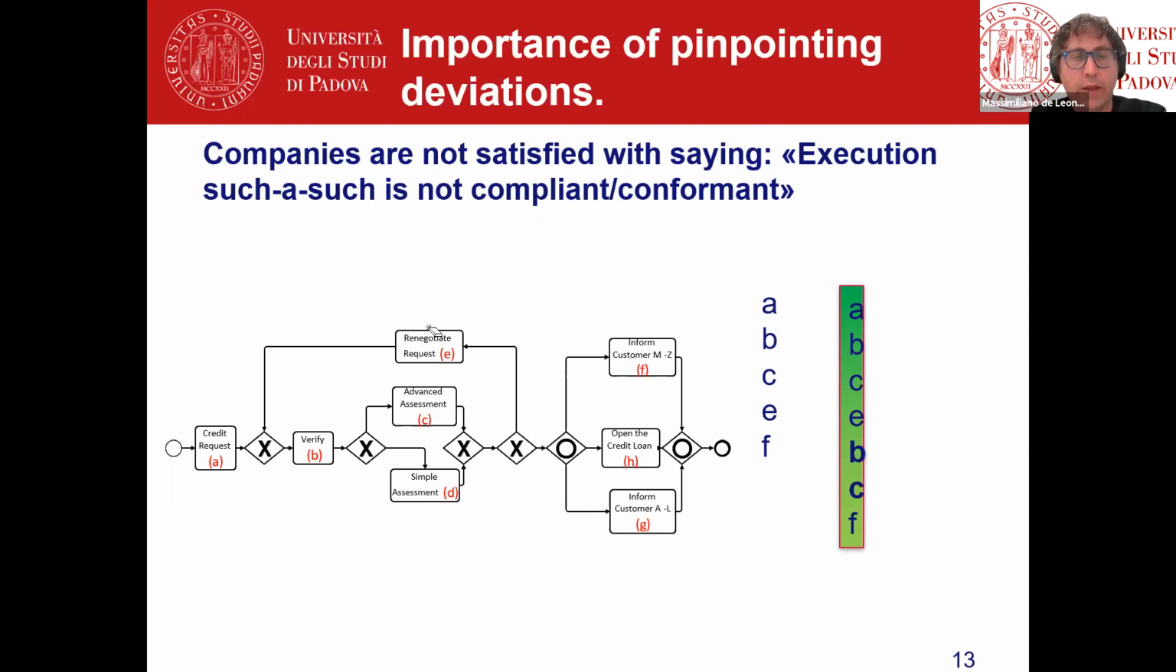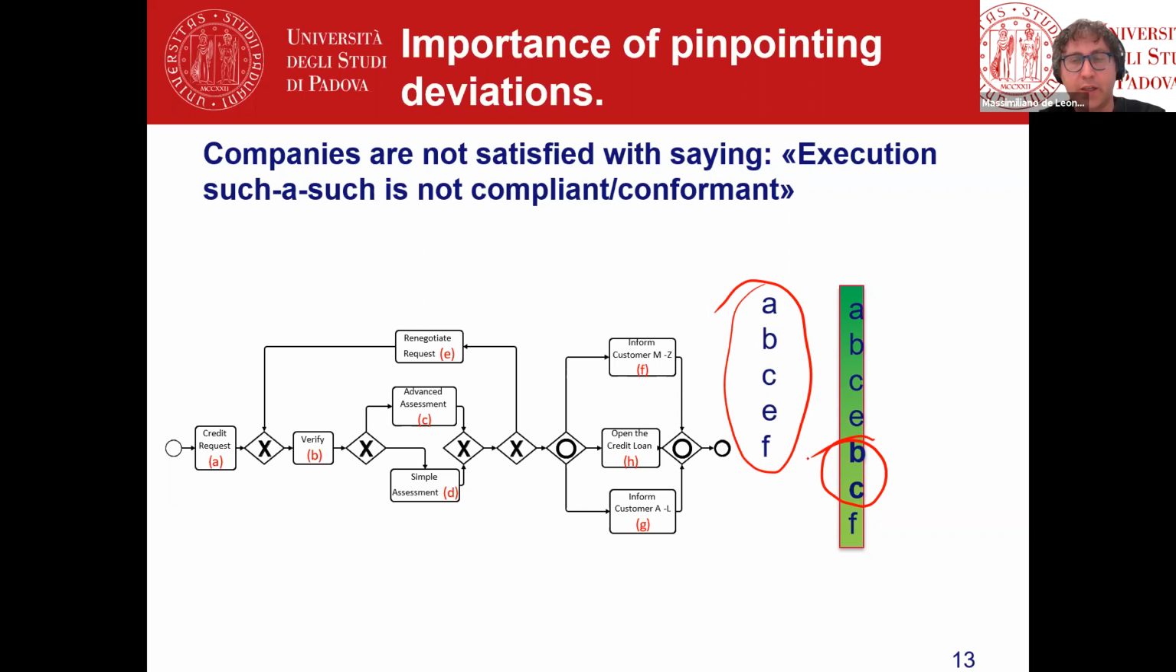And the assumption I'm using here is that the best way to pinpoint deviations is to show which activities were not executed when they were supposed to, and which activities were conversely executed when not supposed to. So for example, here I can say, look, this execution is not compliant because I forgot to execute B and C. So the deviation here is that B and C didn't occur.